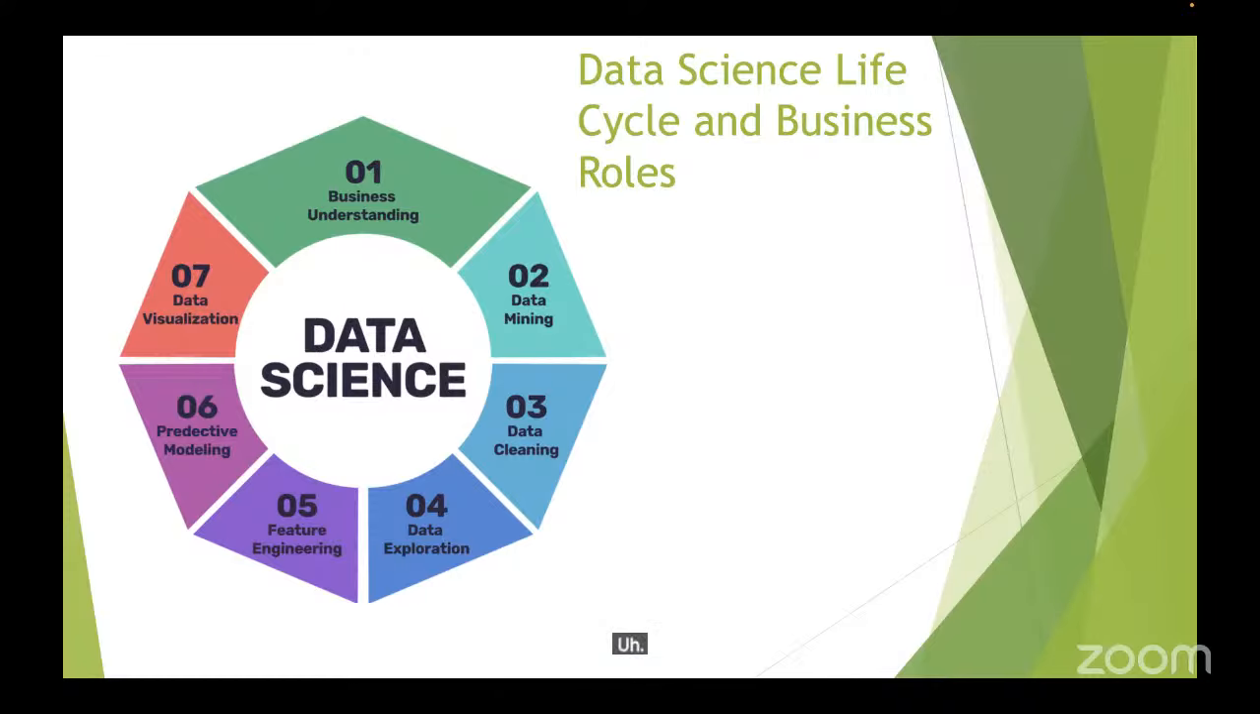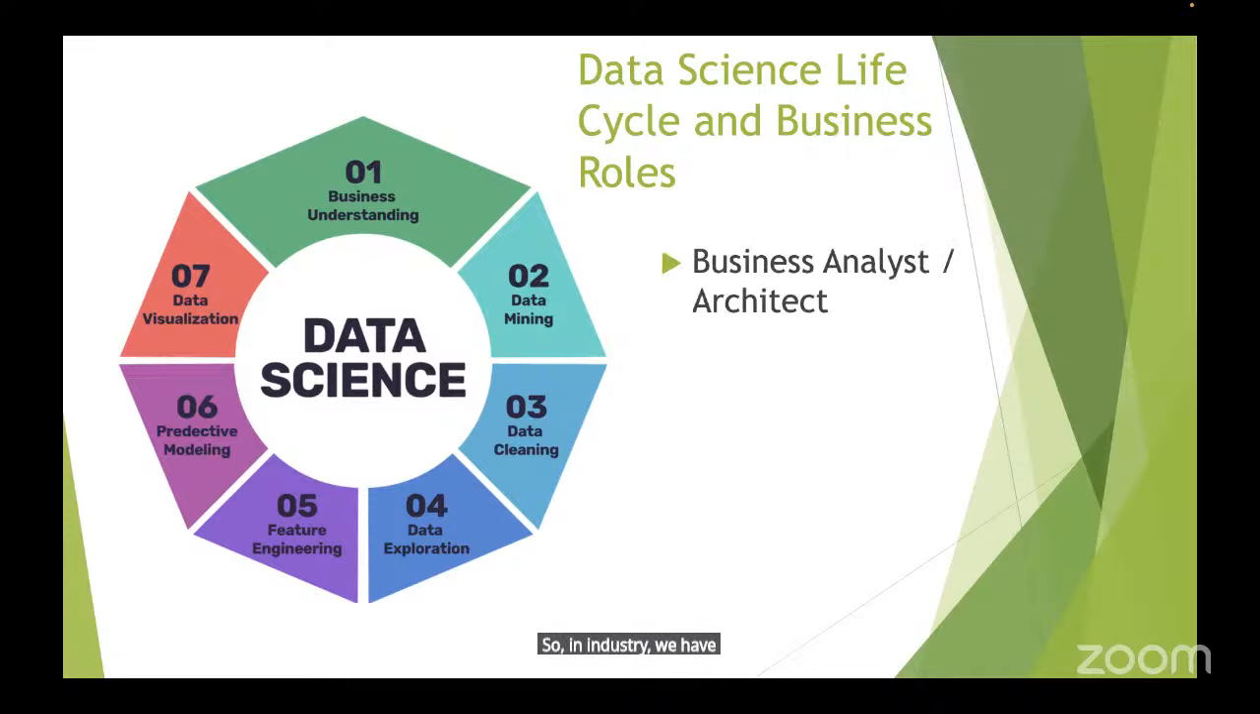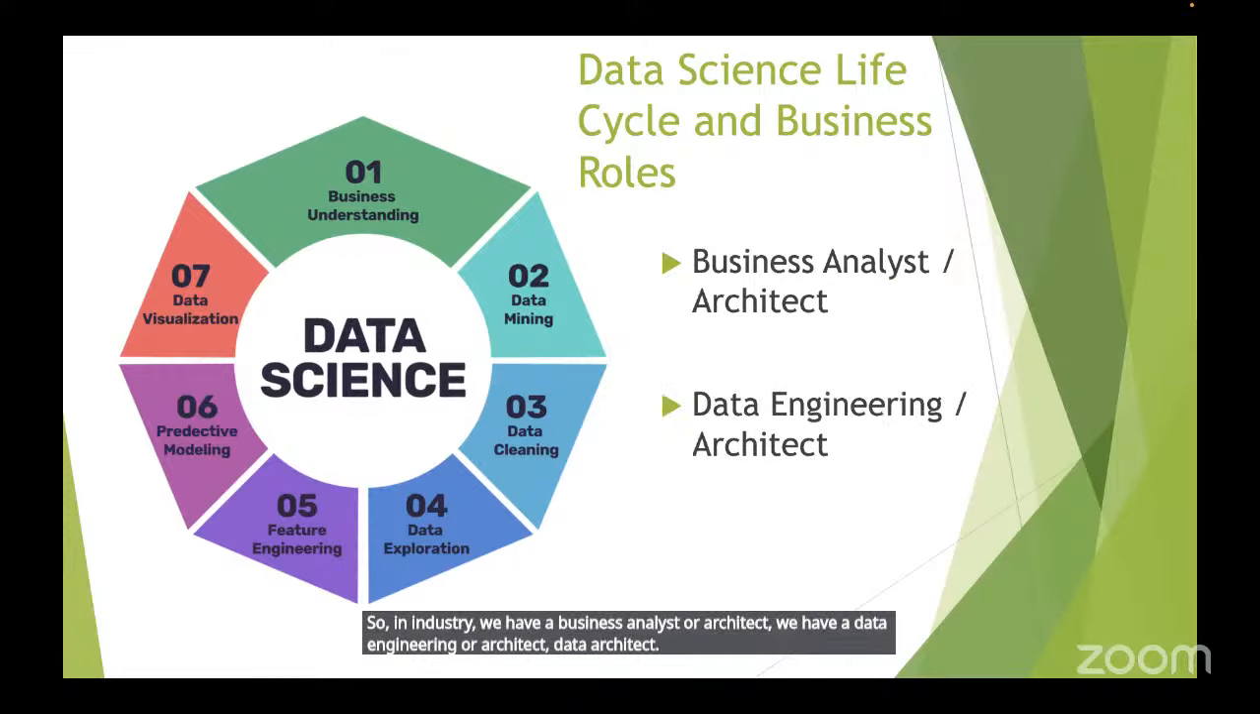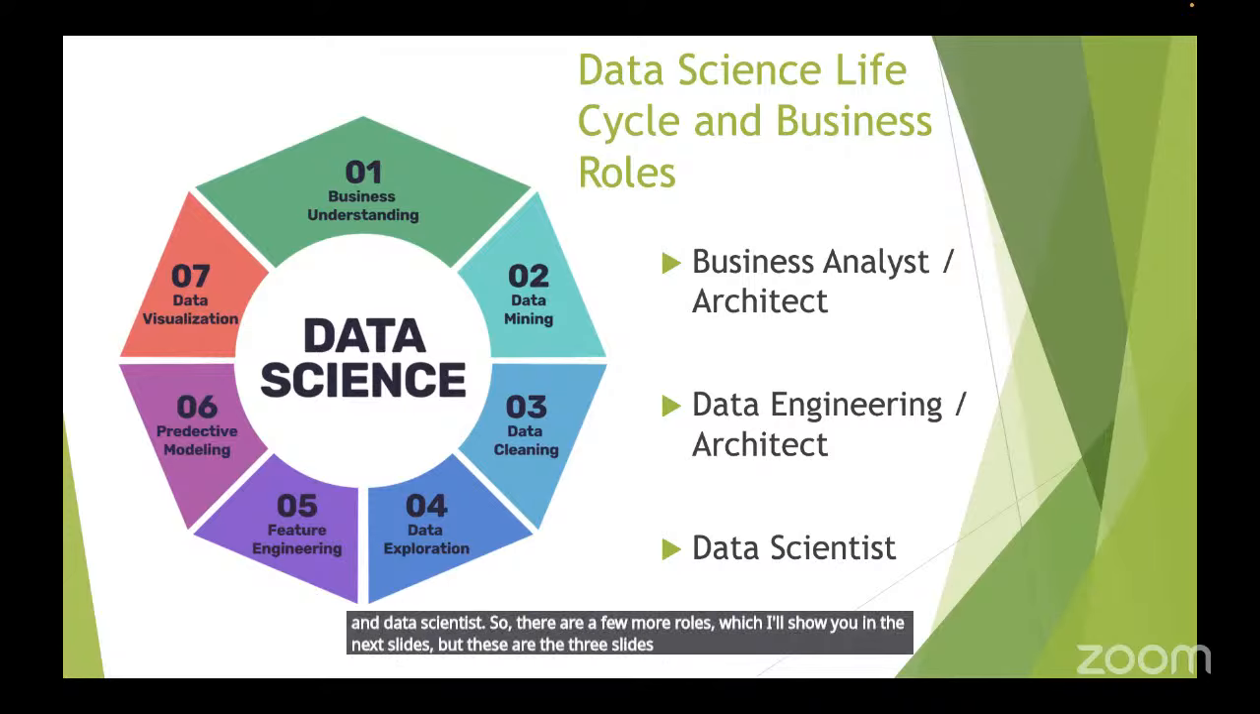So all these 7 cycles put together becomes data science. And for example, roles: what are the roles who will be doing this? As I said, not a single person will be doing this entire set of activities. So in industry, we have a business analyst or architect, a data engineer or data architect, and a data scientist. There are a few more roles, which I'll show you in the next slides, but these are the 3 important roles which will be used in the data science model.